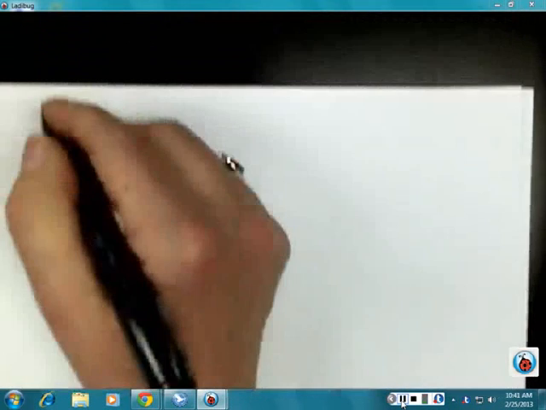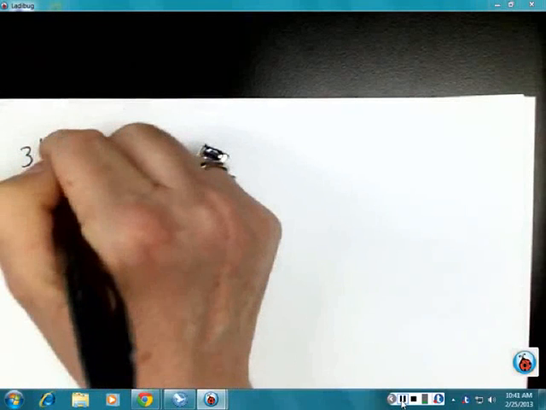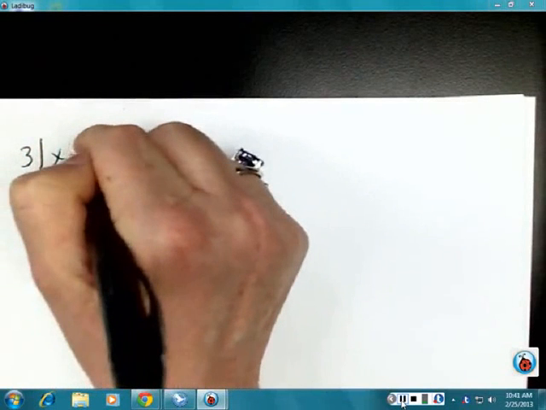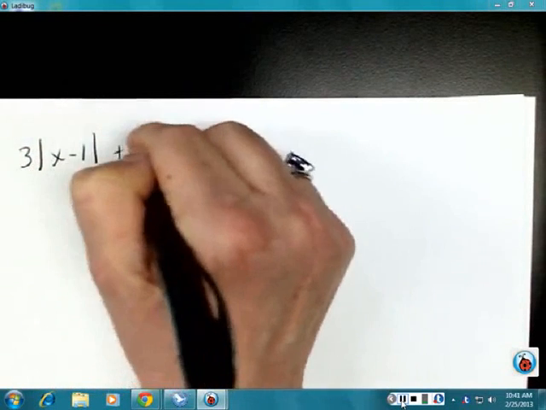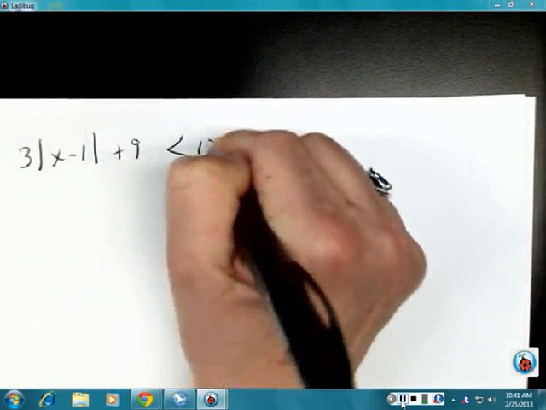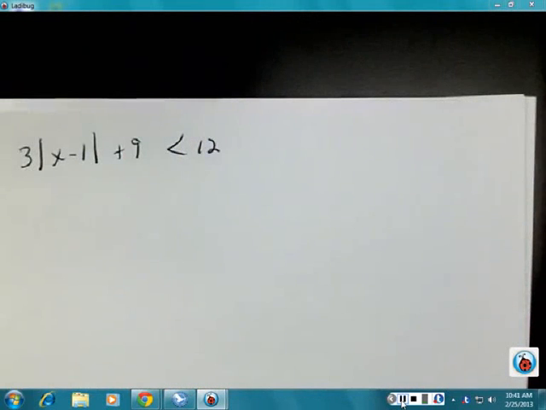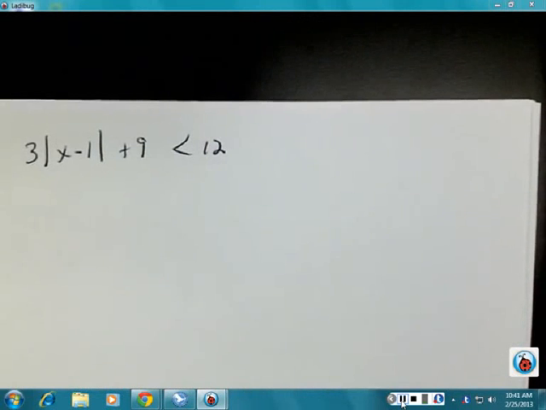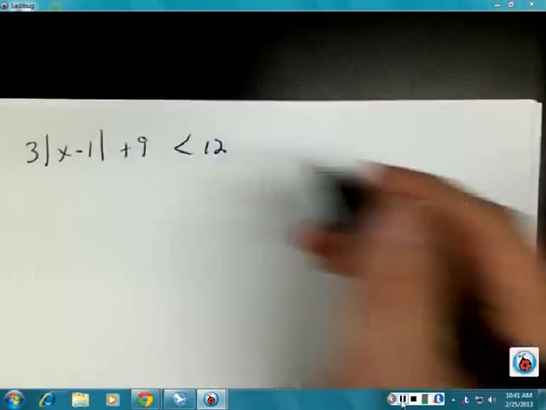One more. What if we had 3 absolute value of x minus 1, plus 9 is less than 12. Ooh, that 3's throwing us for a curve. So we need to get it in standard form. So what do I have to do first? You have to subtract 9.